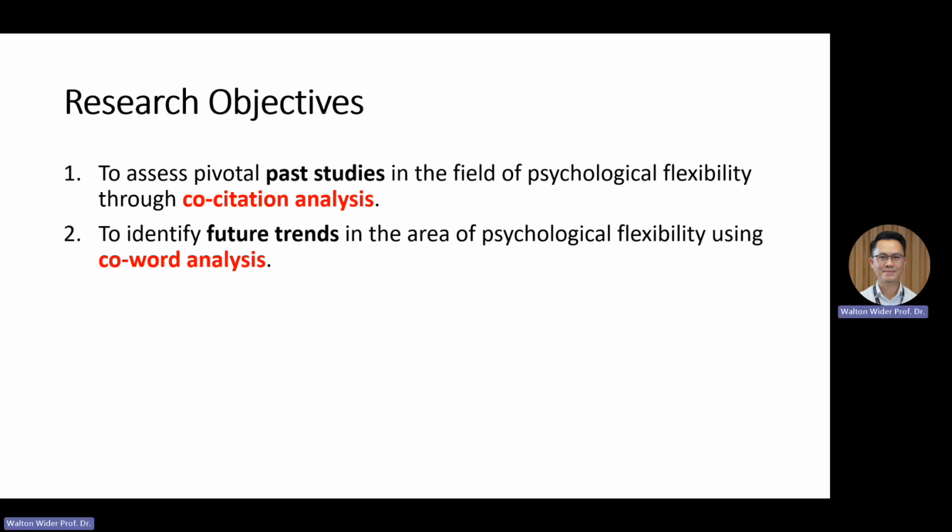And secondly, we want to identify the future trends. Therefore, we apply the core word analysis to predict emerging trends within the domain of psychological flexibility, right? By examining the frequency and patterns of terms used in recent literatures, we can forecast potential directions for future research and even identify the evolving concepts. So again, we only choose two techniques here, core citation analysis and core word analysis.